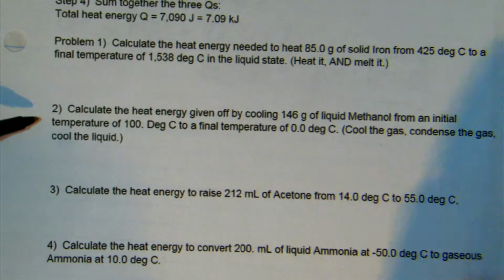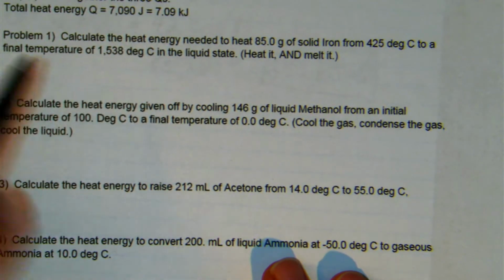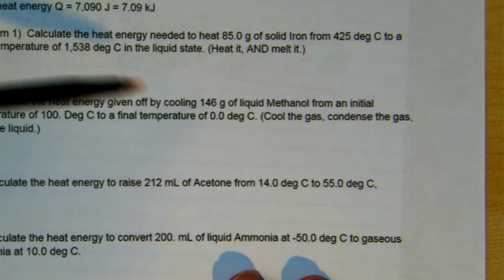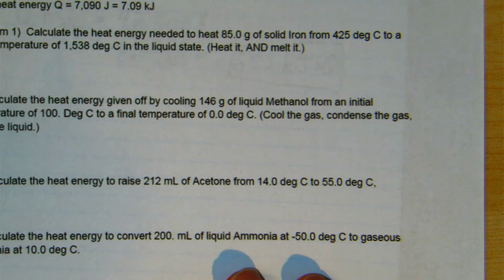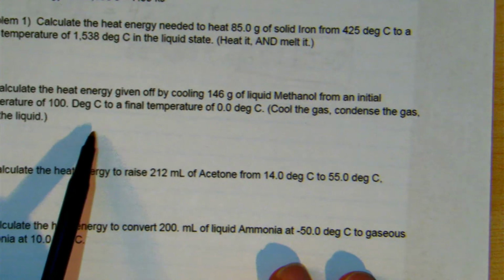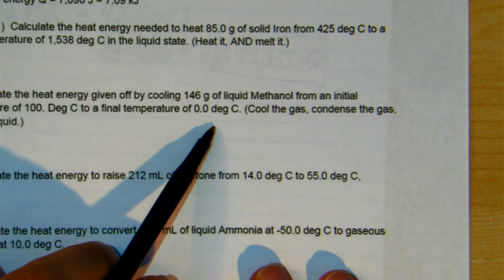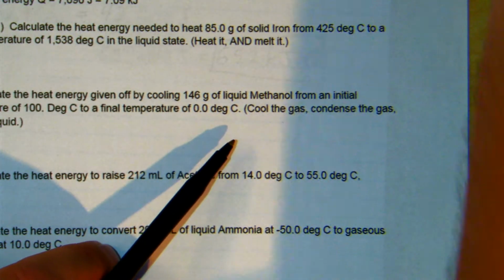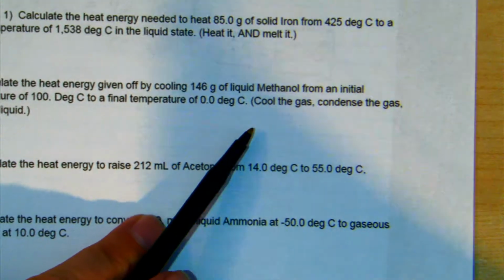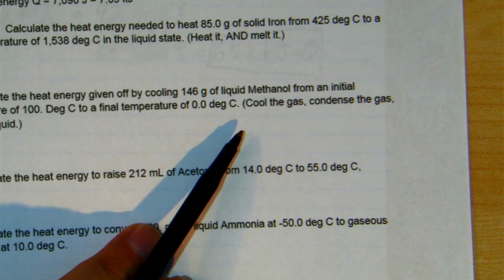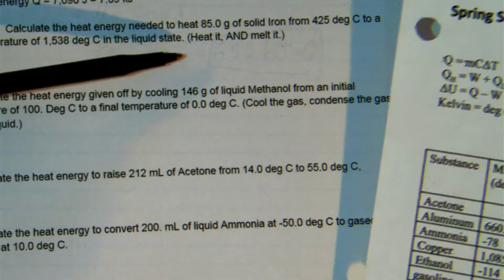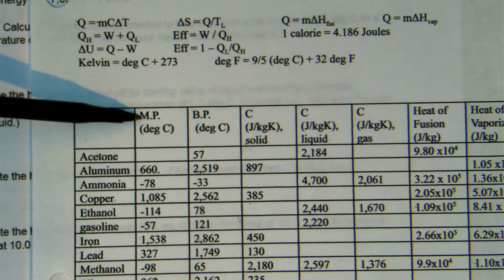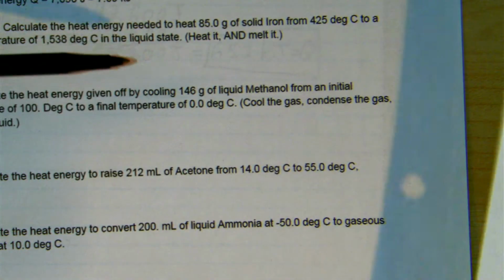Problem number 2. Calculate the heat energy given off by cooling 146 grams of liquid methanol from an initial temperature of 100 degrees Celsius to a final temperature of 0 degrees Celsius. Before you read the hint in parentheses, you should already research it on your own and ask yourself, what are the temperatures for the melting point and the boiling point of methanol?